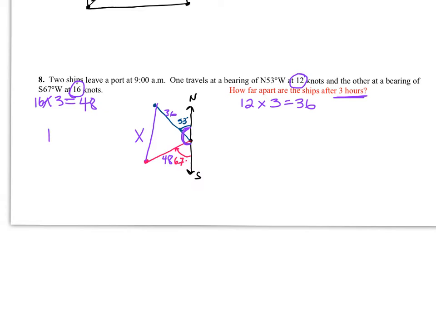Therefore, if we do 180 minus 53 minus 67, we actually get an angle measure of 60 degrees. That's the angle in between the two sides. This gives us SAS, and anytime we have SAS, we can use law of cosines to solve. Take it from there and get x by itself.